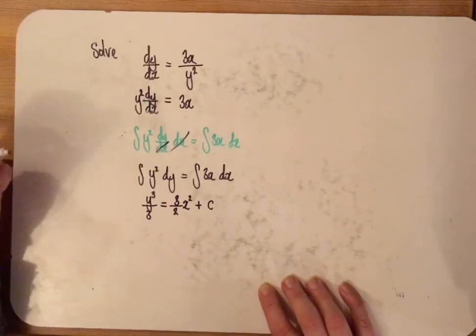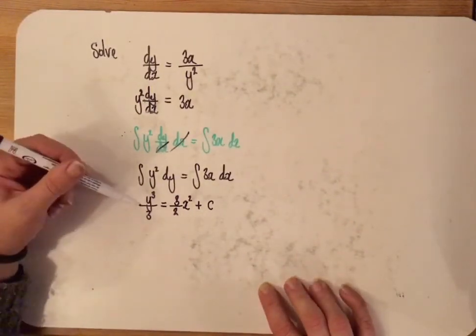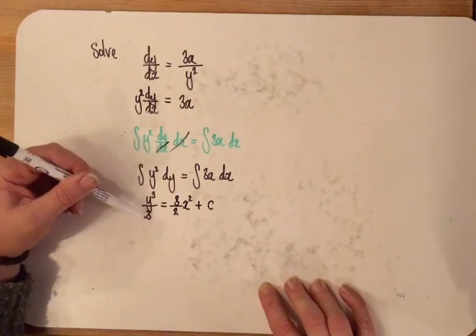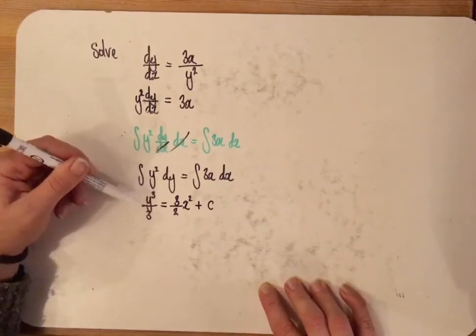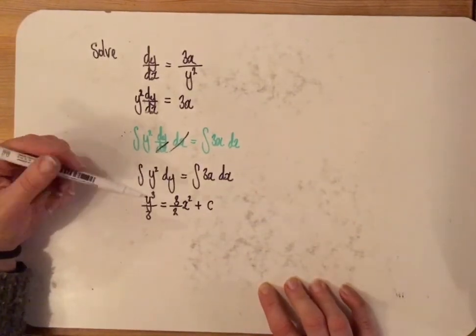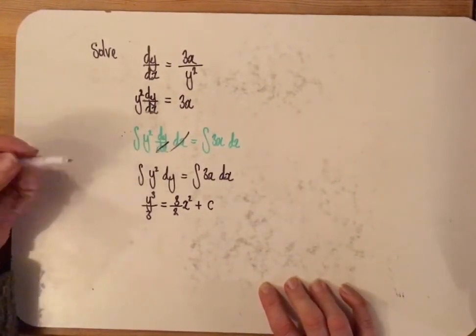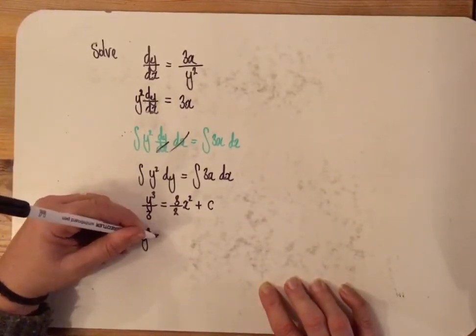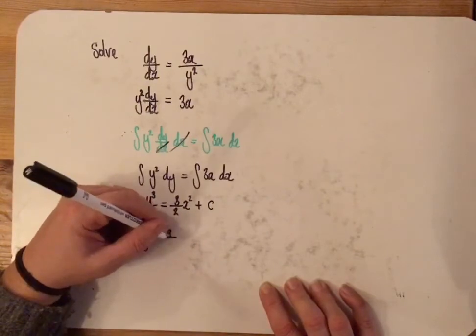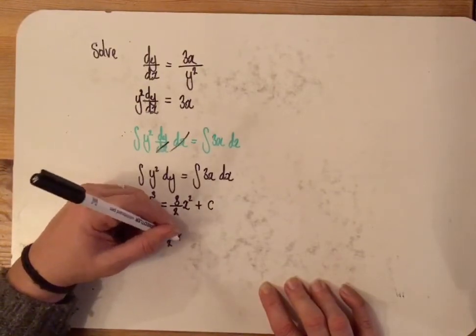And then I don't really want to leave this as y cubed over 3 equals, so it's probably quite good practice to actually times through by this 3 and leave this as y cubed. But in an exam you'll be told what form to leave your answer in. So if I times through by 3, I get 9 over 2 x squared.